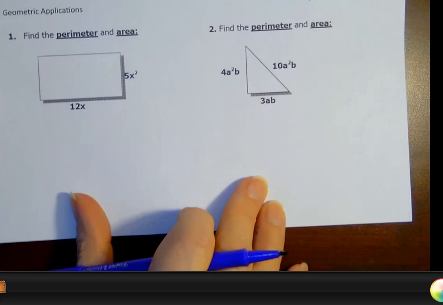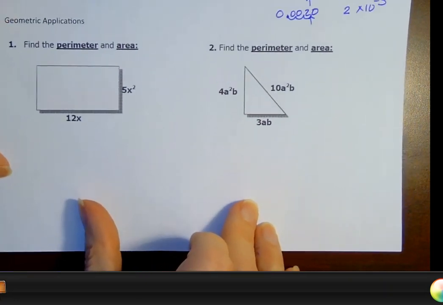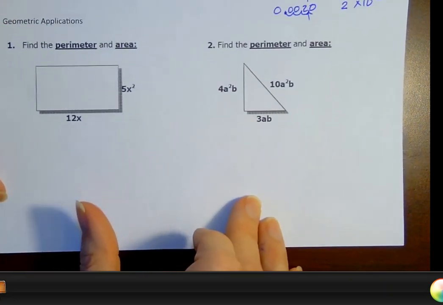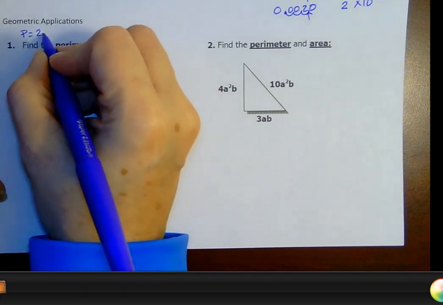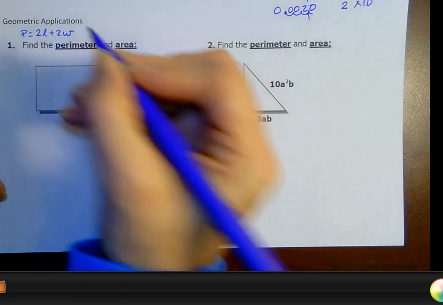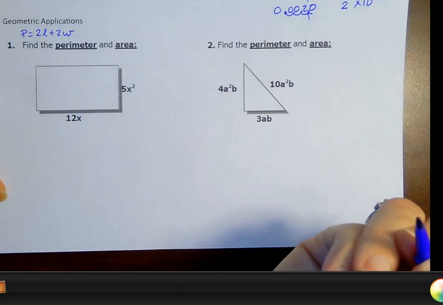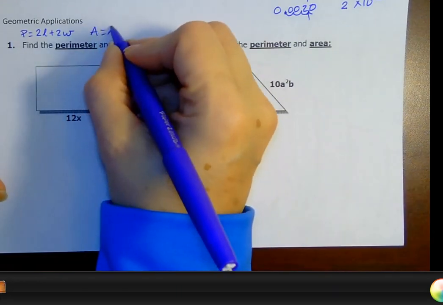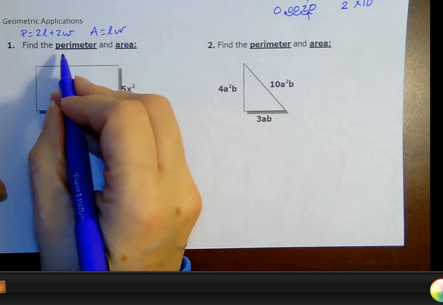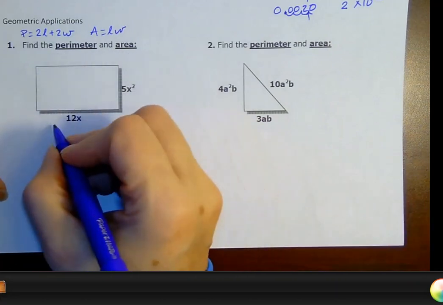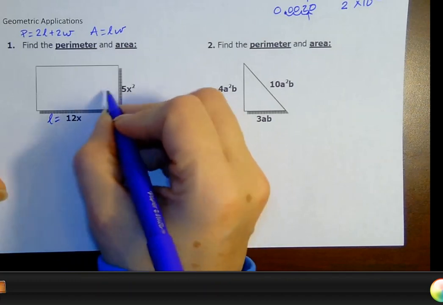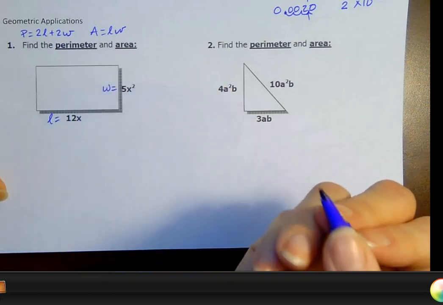Okay. Geometric applications. We all love our geometry, and we know that perimeter equals 2 times the length plus 2 times the width of any rectangle, and we know area equals length times width. So I need to find the perimeter and the area of this guy. It doesn't matter which one I call length and which one I call width. I'm just picking one, okay?